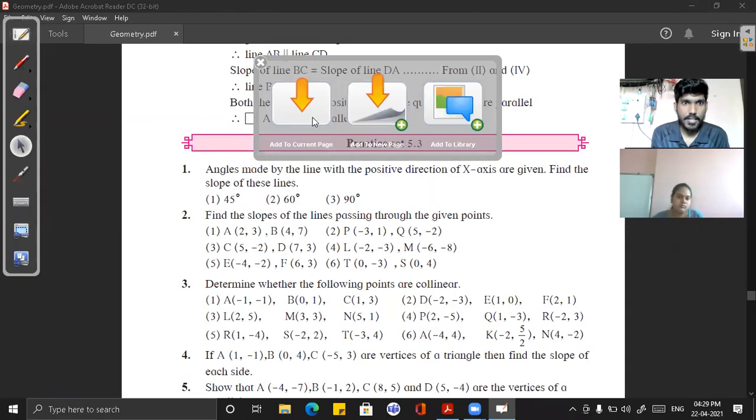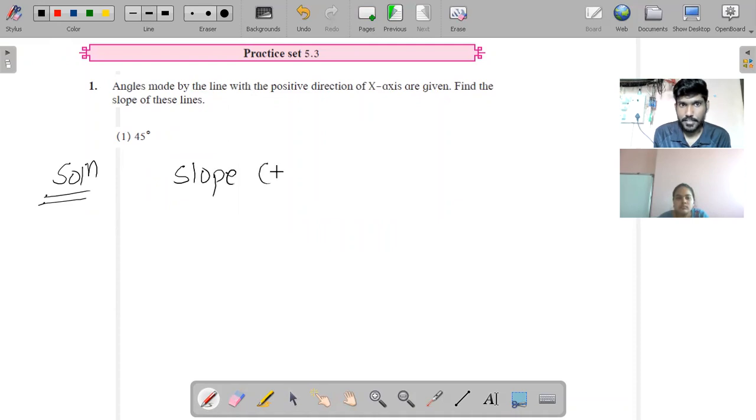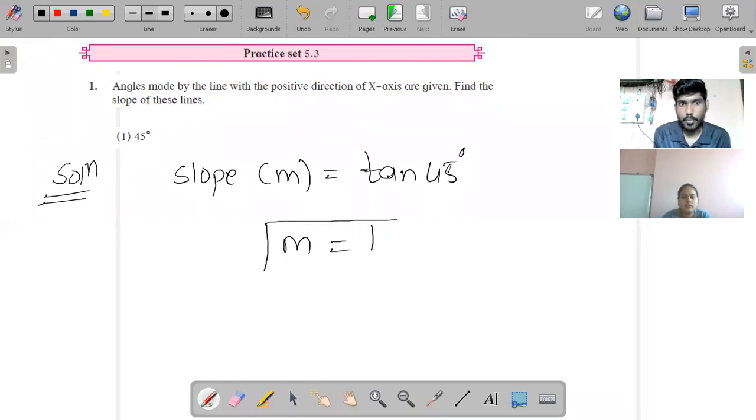First one is 45 degrees. Let's write the solution properly. Solution: slope, that is m, will be equal to tan 45. And we know the value of tan 45. How much is tan 45? 1. So the slope of this line is 1.